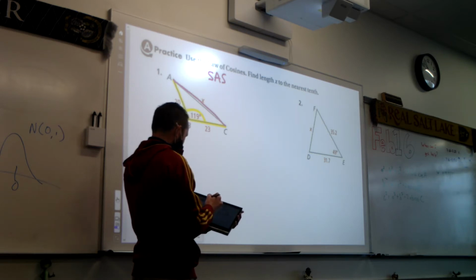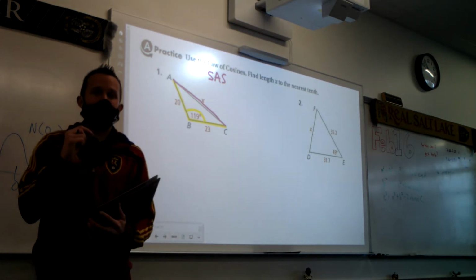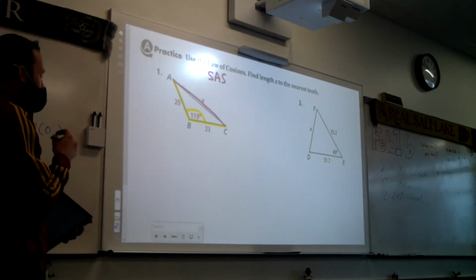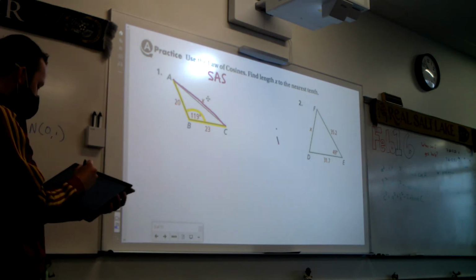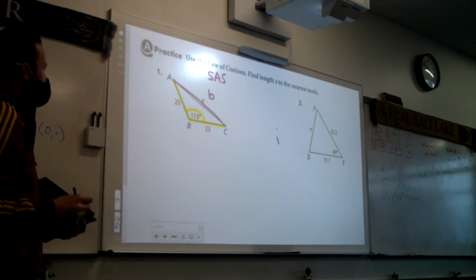Hypotenuse. C squared. It is not the hypotenuse because that's B. It is B. So Mindy, why is this side called B? It's across from angle B.